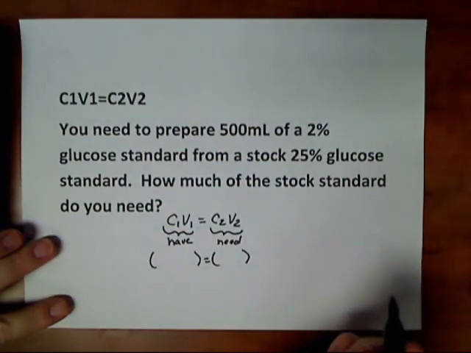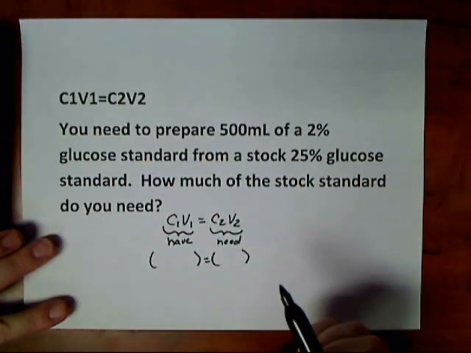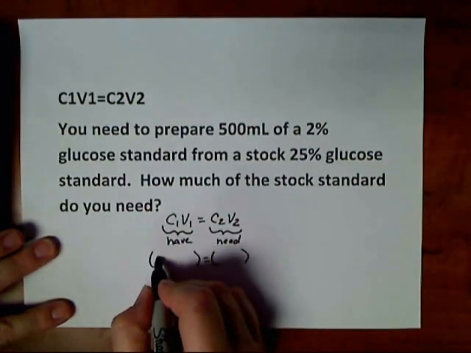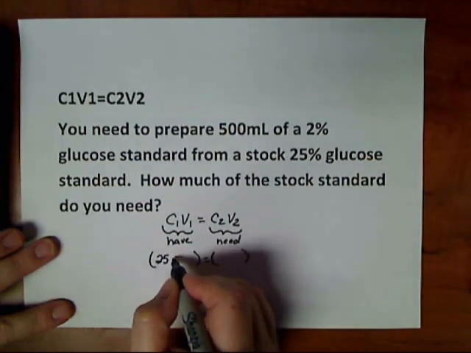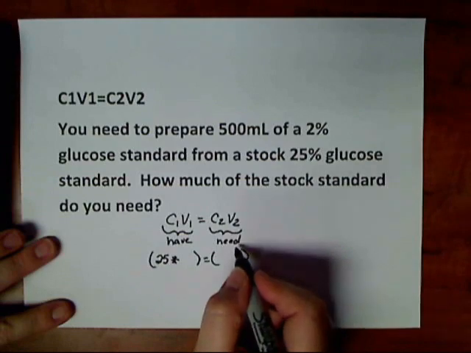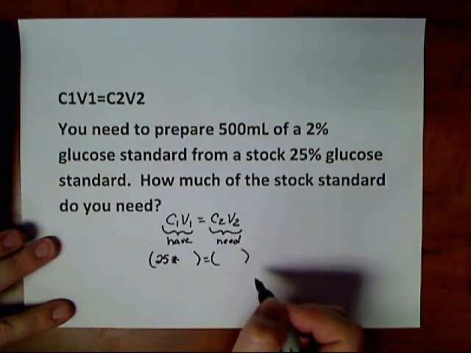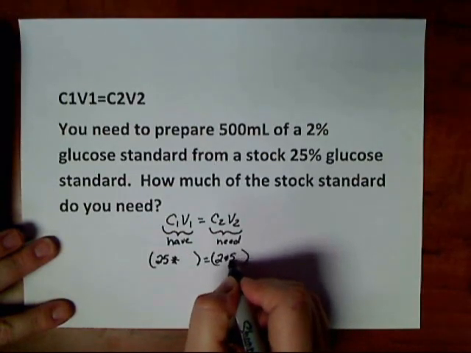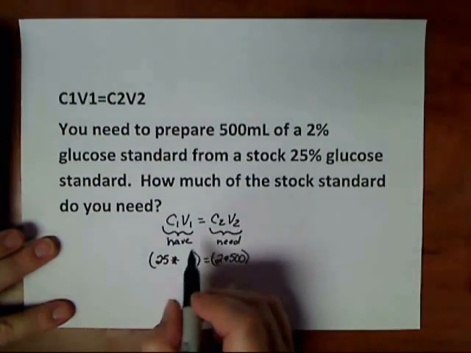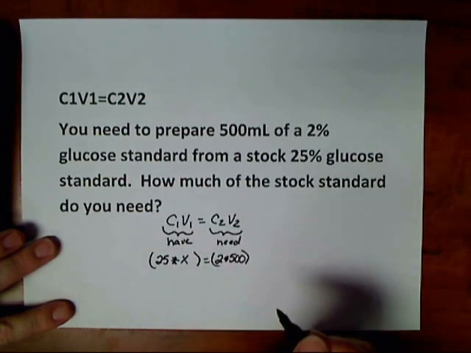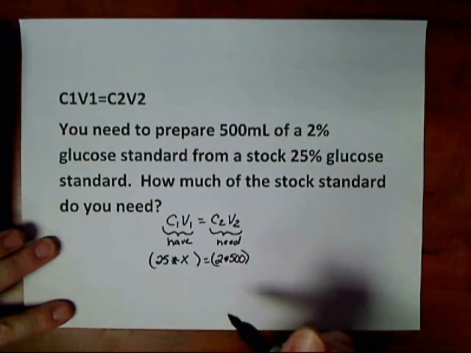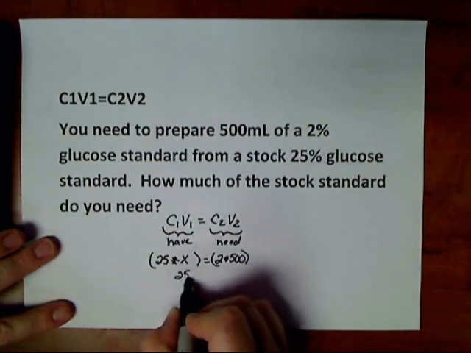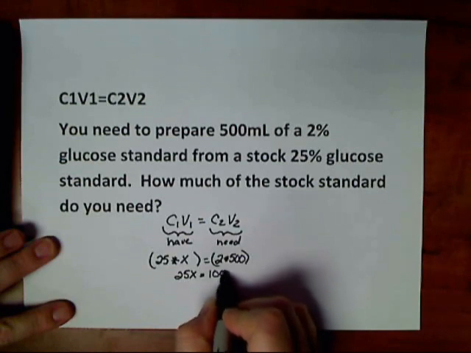We know that on our shelf we have a 25% glucose standard. So now we know what we have. The concentration, or C, is 25. On the other side, what we need is 500 mils of a 2%. So on this side, the concentration is 2, and the volume is 500. What we don't know is what we'll put as X here, or V1. In order to figure out how much of that we need, we're going to have to do some math here. So on this side, we have 25X equals 1,000.